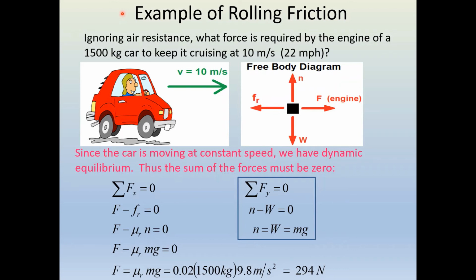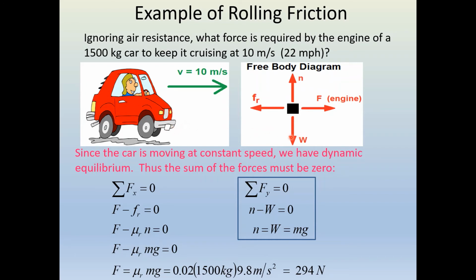So next, let's take a look at an example of rolling friction. Ignoring air resistance, what force is required by the engine of a 1,500 kilogram car to keep it cruising at 10 meters per second? All right, so we have our car cruising along at a constant speed of 10 meters per second. We can go ahead and draw the free body diagram for the car. We have weight down, normal force up, and the engine force, which is pushing the car forward by turning the tires and so forth.